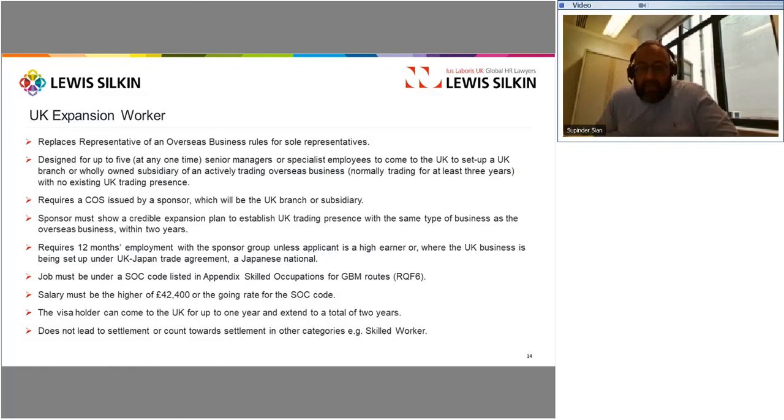The visa holders can come to the UK for 1 year initially to set up that branch and extend for a further year, so their leave is not extended beyond a total of 2 years. Significantly, the time spent under this category will not count towards permanent residence. So if they do want to stay in the UK long term, they do need to move that permission to skilled worker as soon as they can.